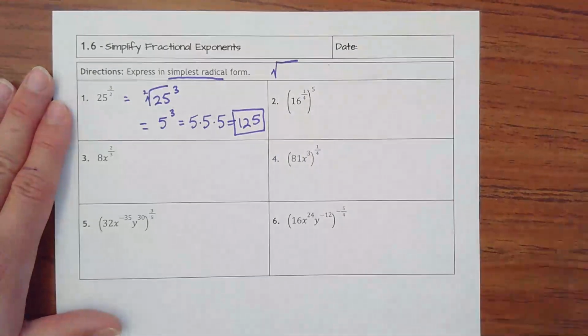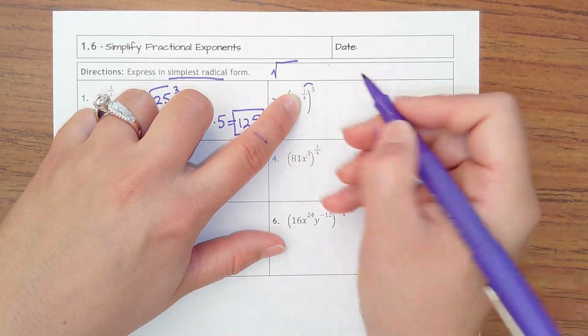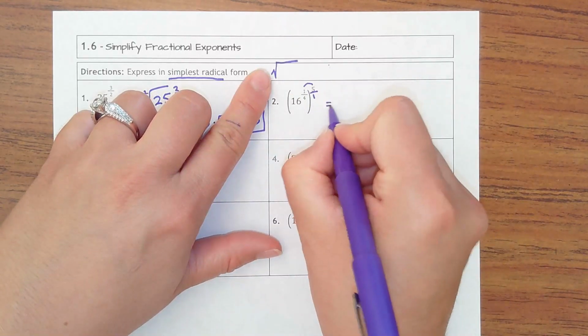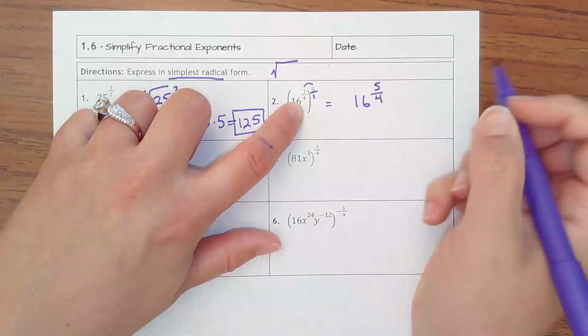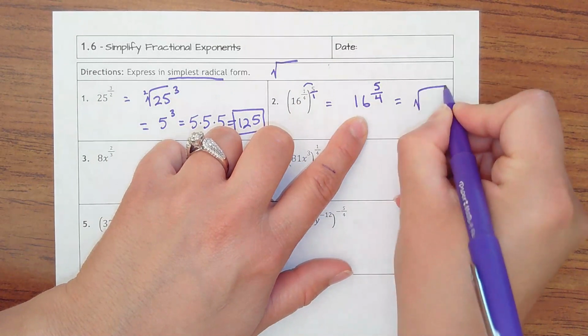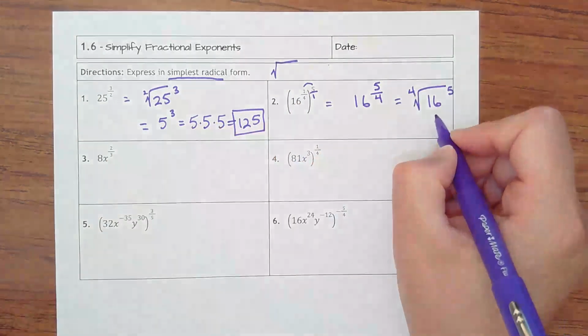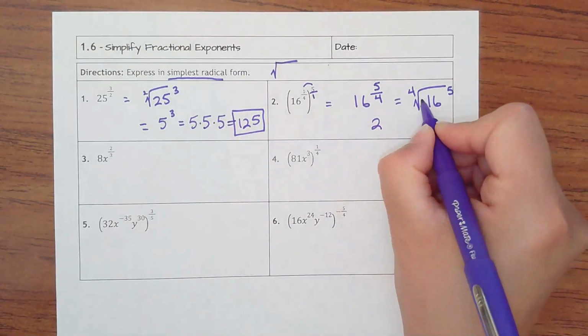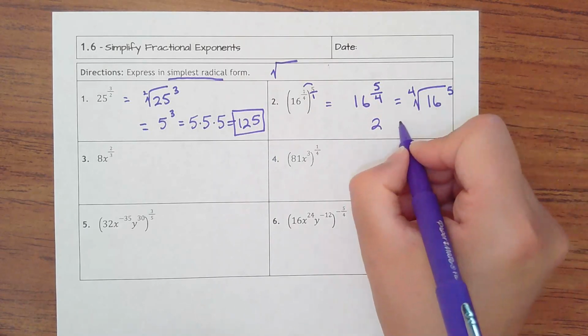All right, number 2, we have a base of 16. This is your power rule, so you're just multiplying your powers. Keep your 16. 5 times 1 is 5. 4 times 1 is 4. So really this is the 4th root of 16 to the 5th power. I still kind of like doing these by hand. 4th root of 16, I know that's 2, because 2 times 2 is 4, times 2 is 8, times 2 is 16. So 4th root of 16 is 2.